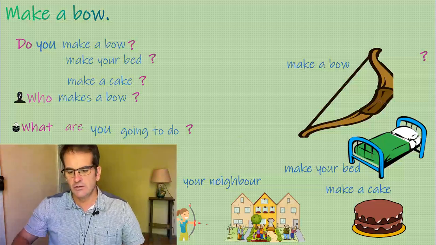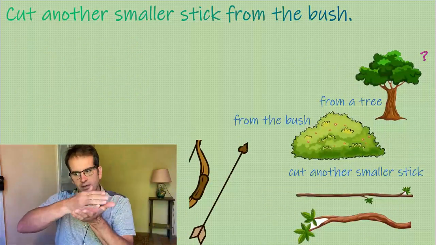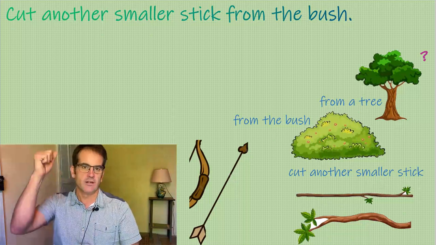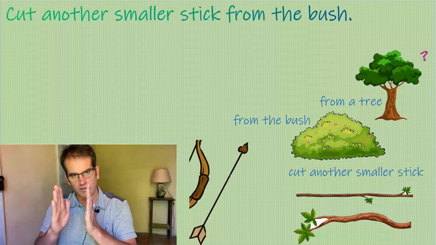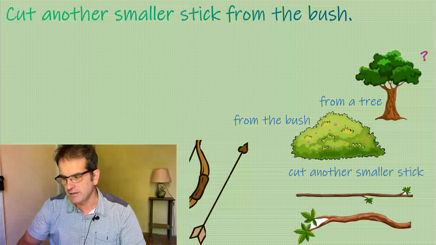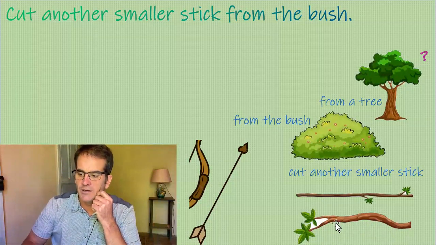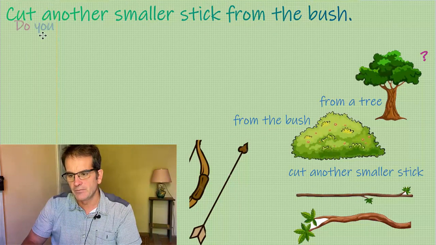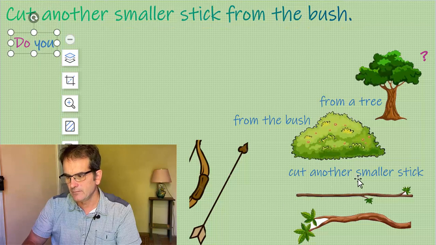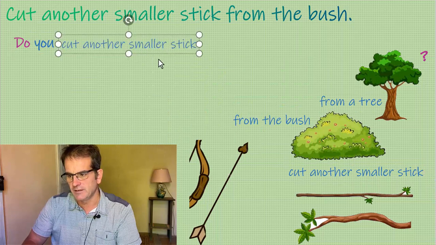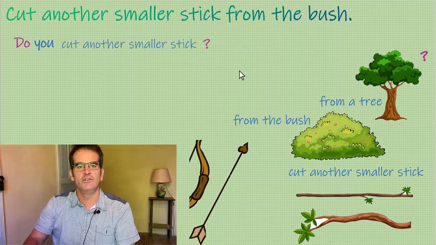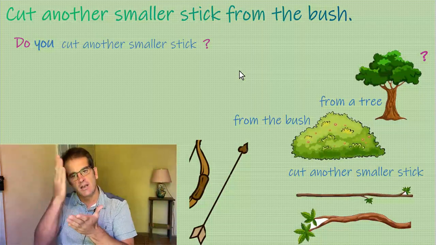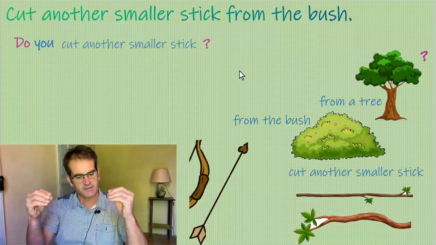Okay, so you cut another smaller stick from the bush. You don't cut the big stick, you cut the big stick for the bow. Now you cut a smaller stick for the arrow. Do you cut another smaller stick? Yes, you cut another smaller stick.